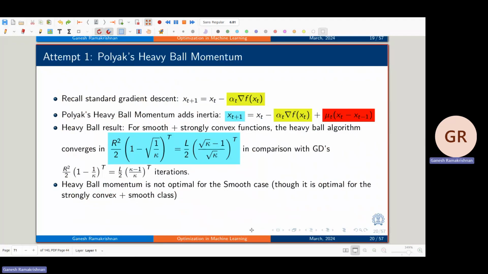Any thoughts on why? See, we wanted to improve the smooth case, but if it is also strongly convex, it doesn't seem to help much. Sorry, it's not optimal for the smooth case, though it helps in the smooth plus strongly convex case. I'm sorry, the other way. So it turns out Nesterov is more effective for the smooth case, or let's see if it is.